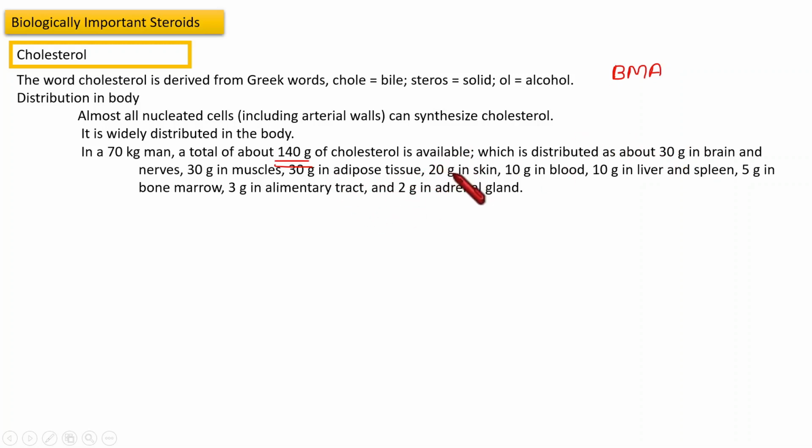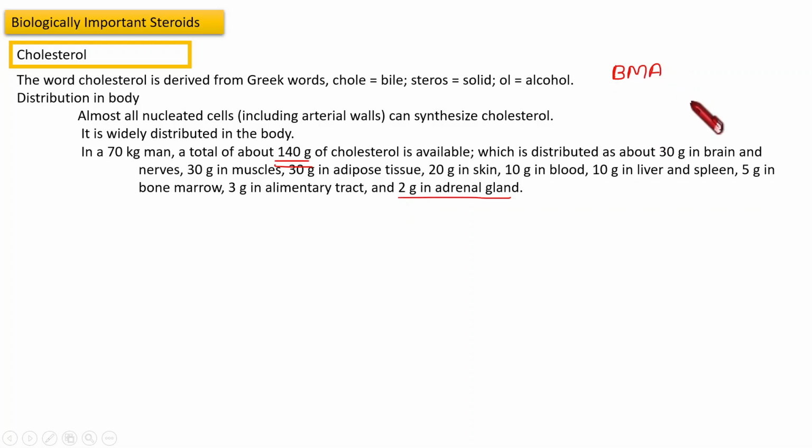And compared to that, a little bit less is good to be present in skin, that is 20 gram, and in blood 10 gram is healthier, and in liver and spleen 10 gram is healthier, and 5 gram only in bone marrow, 3 gram in alimentary tract, and only 2 gram in our adrenal glands. So that's just for information, but these three sites we need to memorize. Brain, muscles, and adipose tissue are the regions where cholesterol is maximally present.